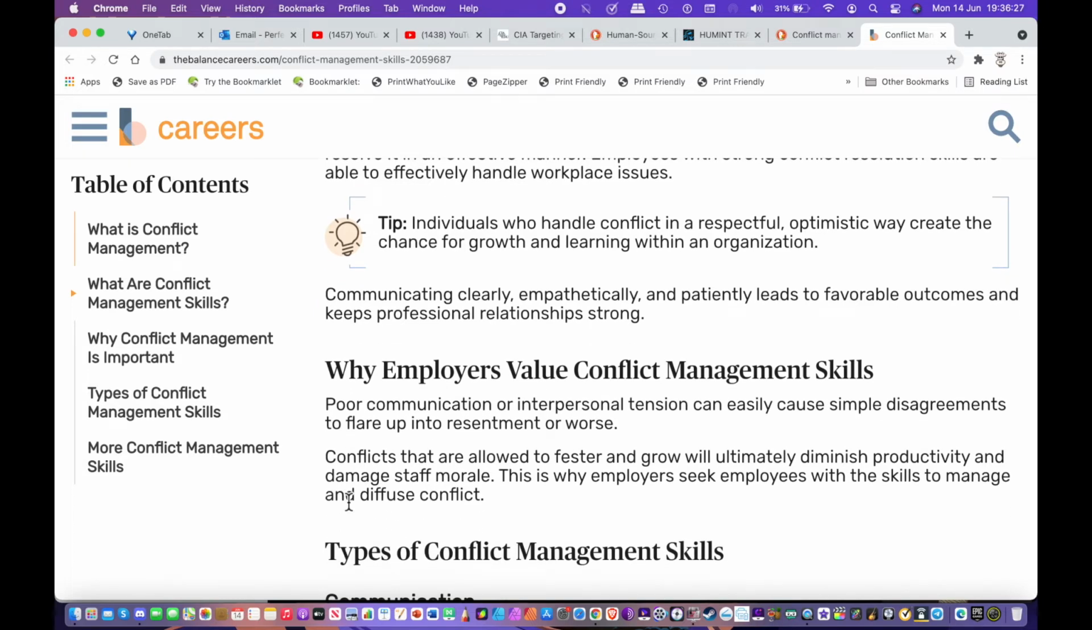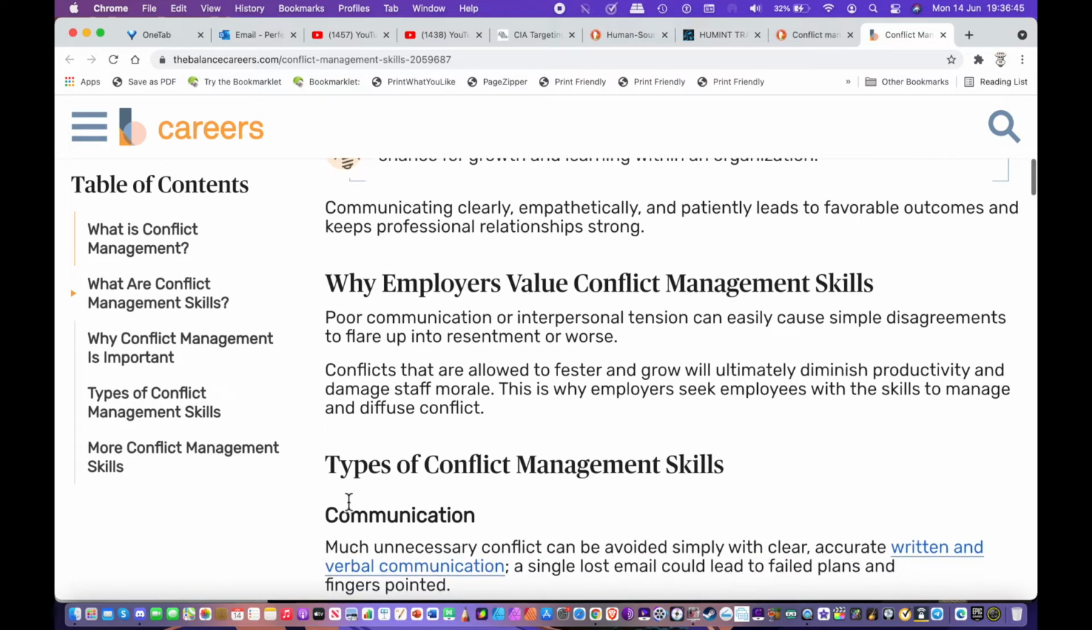Wink, wink. Communicating clearly, empathetically, and patiently leads to favourable outcomes and keeps professional relationships strong.